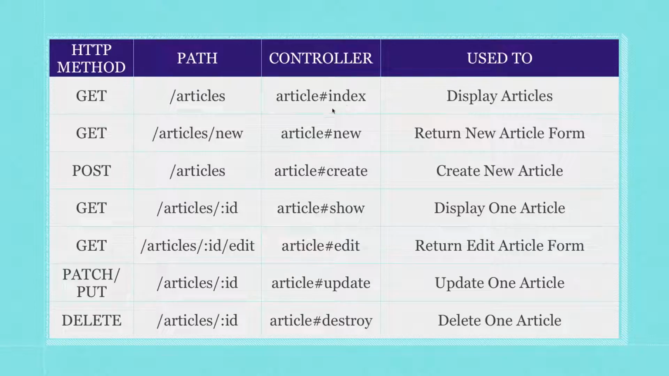You're also going to see here that index is going to display all the articles. New is going to create a form that's going to allow us to create a new article. Create is going to allow us to create a new article. Show is going to display one article, whatever the ID is. Edit is going to allow us to edit a specific article with this ID. Update is going to allow us to update an article, and delete is going to allow us to delete an article. That is everything.